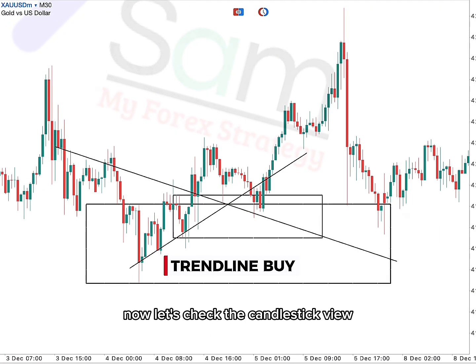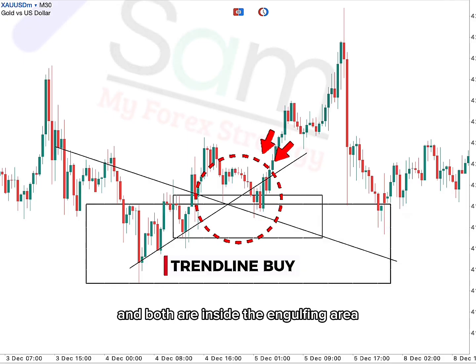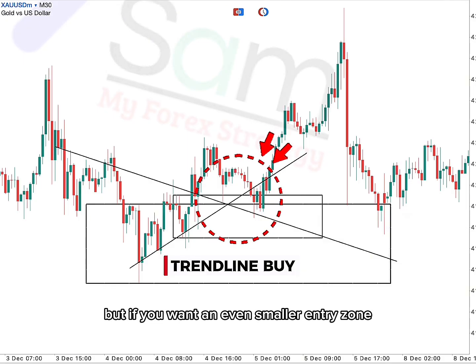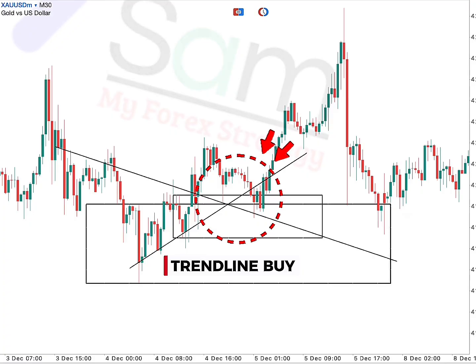Now let's check the candlestick view. This is how it looks. So the question is, can I enter a trade under these conditions? For me, yes, I can, because the trend line breakout and the trend line buy are correlated, and both are inside the engulfing area. But if you want an even smaller entry zone and stronger confirmation, it's easy. We just drop down to M15. All right, now look at M15.